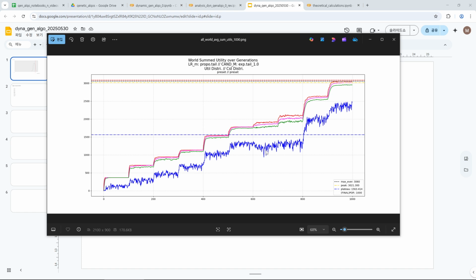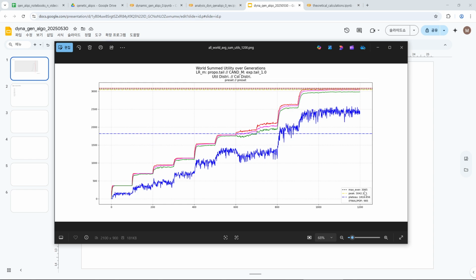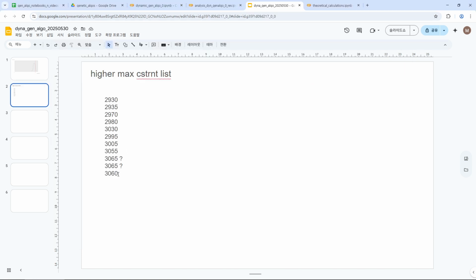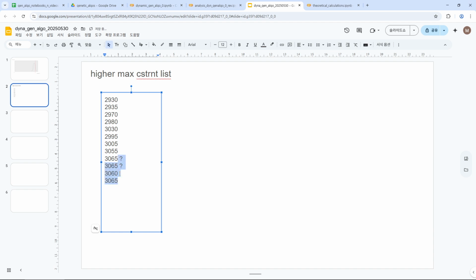Next one, I still have the candidate percentage set to 1.0, 100%, and the population is still set to 1,000, but I changed the number of generations it was given, and this is what I got. Now we have 3065 again.